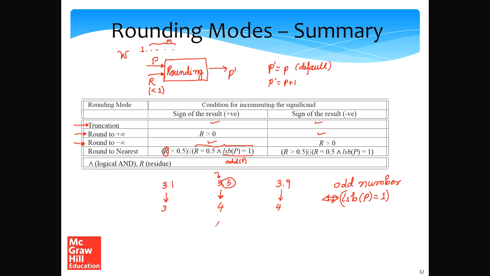If I would have rather considered 4.5, then the first subcondition would have been true, that the residue is 0.5. However, the significand p would not have been odd, so this condition would have evaluated to false. Hence, we would not have rounded it, we would rather have truncated it, and the answer would have been 4. So this is the case when the sign of the result is positive. Let us now see what happens when the sign of the result is negative.